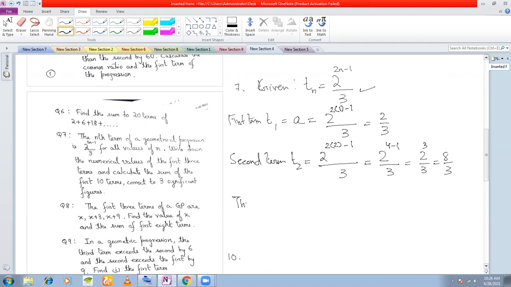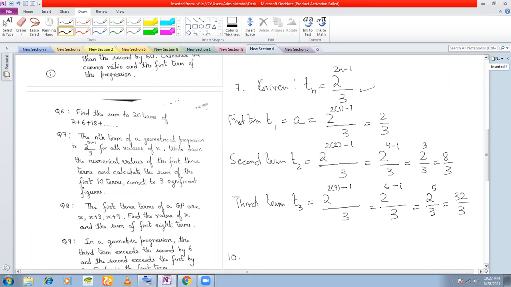Third term, T3, put n is equal to 3, 2 to the power of 2 into 3 minus 1 divided by 3. 2 to the power of 6, okay, you have a minus 1 in the power. 2 to the power of 6 minus 1 by 3, 2 to the power of 5 by 3. 2 to the power of 5 is 32. 32 by 3. That's it. These are the first 3 terms.